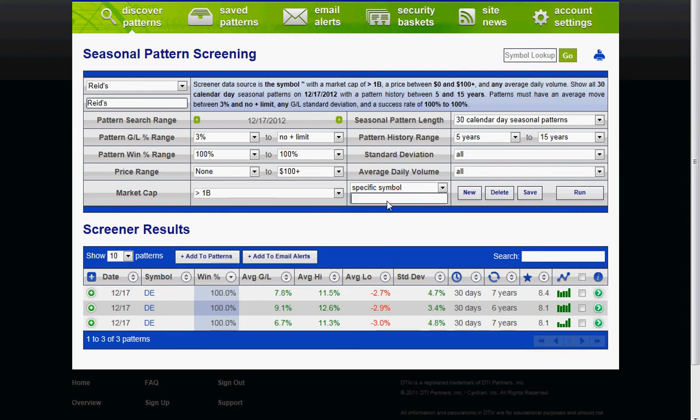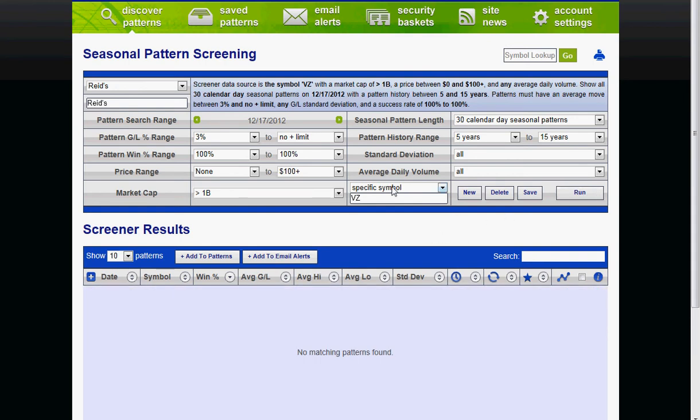Just typing in some other ones that I know trend well, just for demonstration. That one, Verizon.